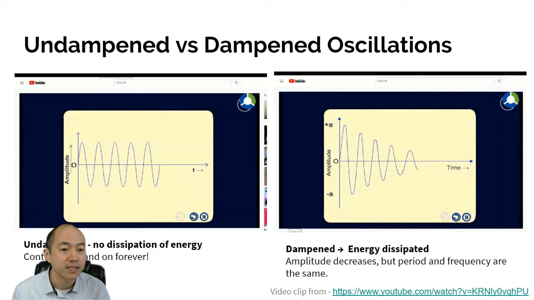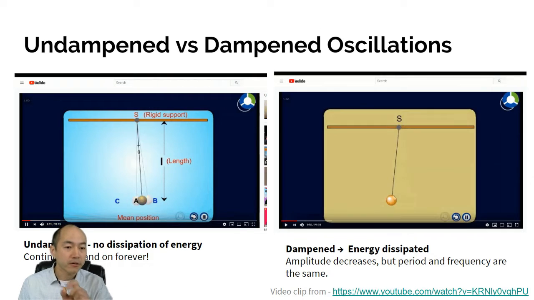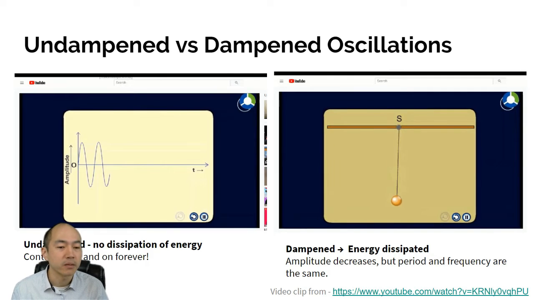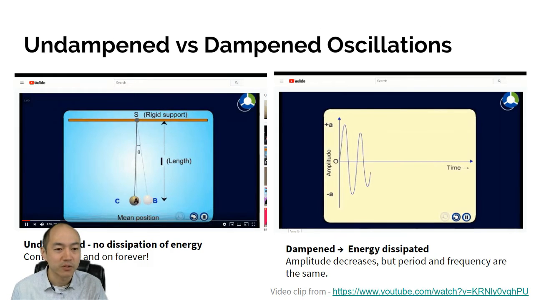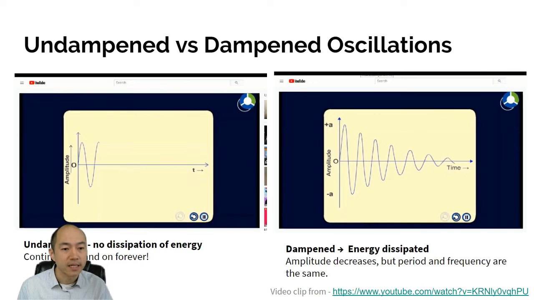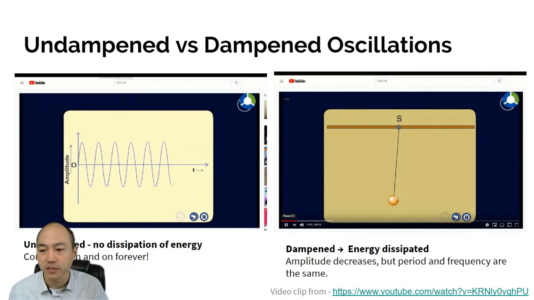So if I look at the time that it takes for it to do one full period, that period remains the same. And that's something that we learned before, that the period is independent of the amplitude, right? So it doesn't matter how big the swing is, the time it takes to swing back and forth is always going to be the same.